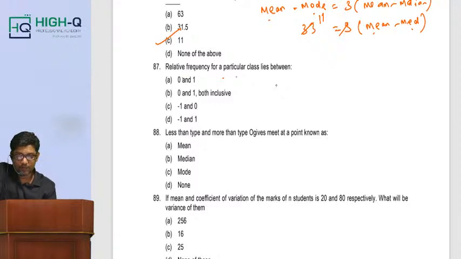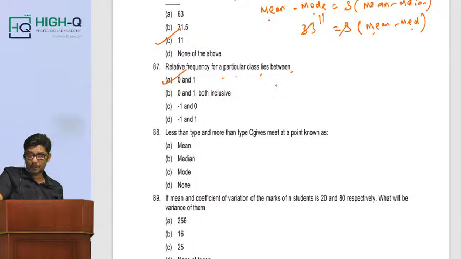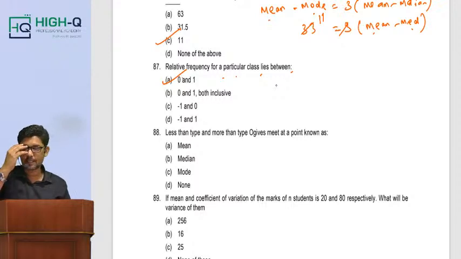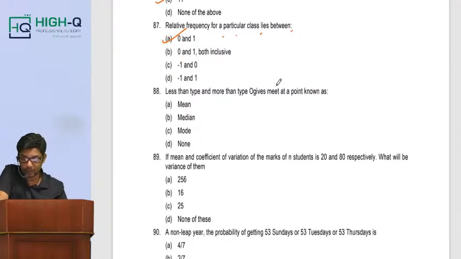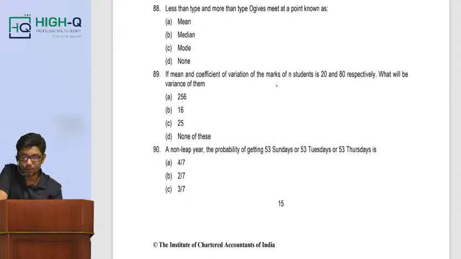Relative frequency for a particular class lies between, see guys, 0 and 1. Most of the people are saying 0 and 1 both inclusive. I don't think both inclusive, because relative frequencies they are asking. 0 and 1 is not possible. So it is between 0 and 1, excluding 0 and 1. Less than type, more than type ogives meet at a point known as median.